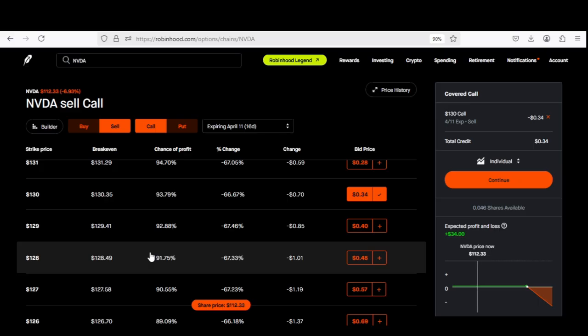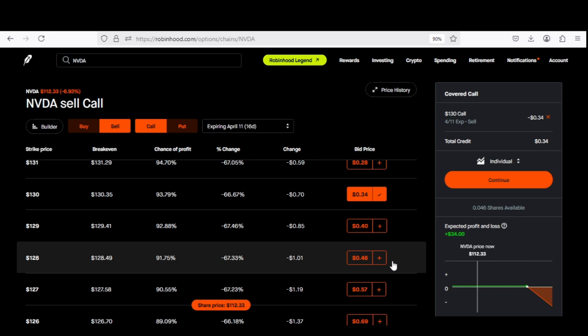So remember, all these are based on your own personal risk tolerance. However, although the strike price has been reduced and the chance of profitability has been reduced, the good thing is your income is going to increase. So, like I said, you need to make that decision.